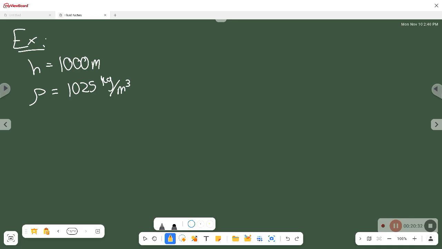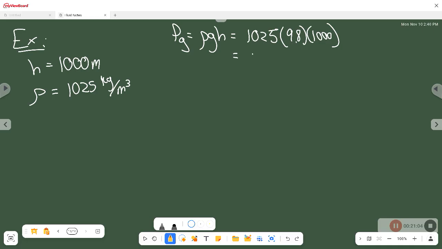So we're finding the absolute pressure at that depth. Let's start by finding our gauge pressure first. That is going to be density times g times h. Density is 1,025, g is always 9.8, and h is 1,000. That comes out to, ooh, that's a big number, 10,309,600 kilopascal.